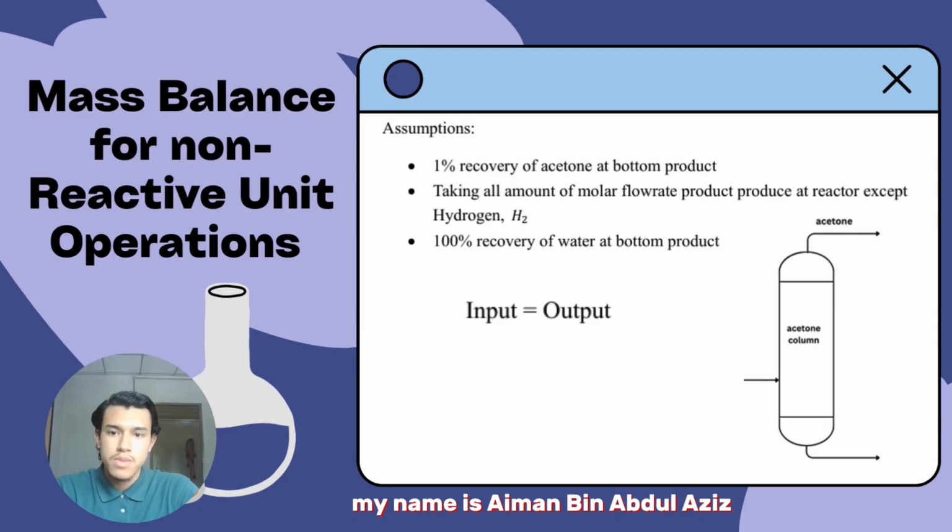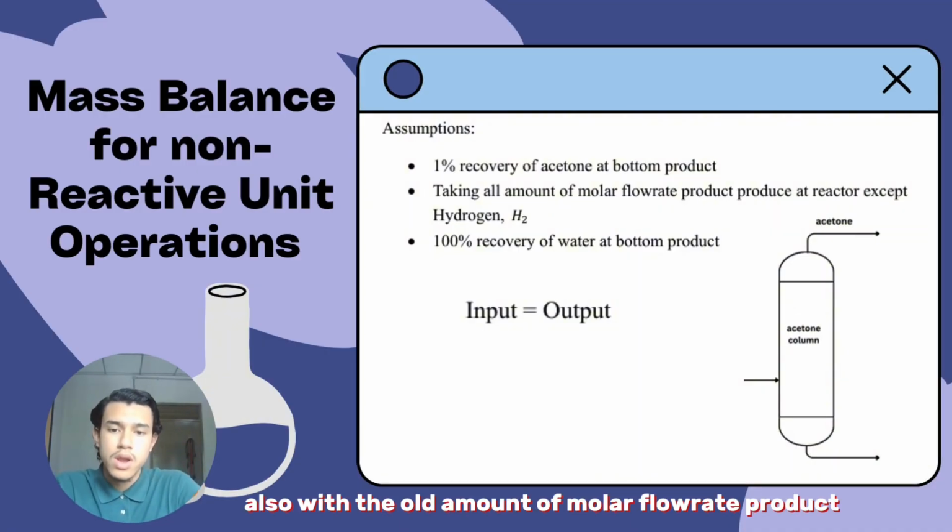My name is Aiman bin Abdul Aziz. I will explain how we calculate the mass balance for non-reactive unit operation. Before we start the calculation, we made some assumptions, which is 1% recovery of acetone in the bottom product. Also, we take all amount of molar flow rate product produced from the reactor except hydrogen. In this case, we neglect the loss at the reactor. Lastly, 100% recovery of water at the bottom product.